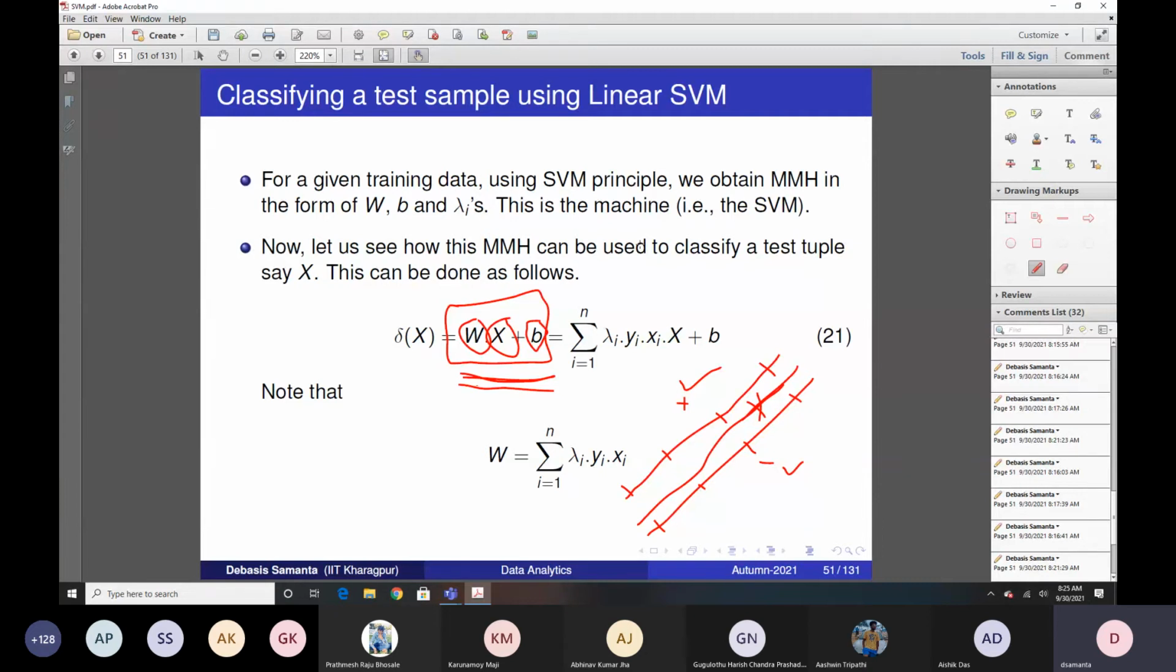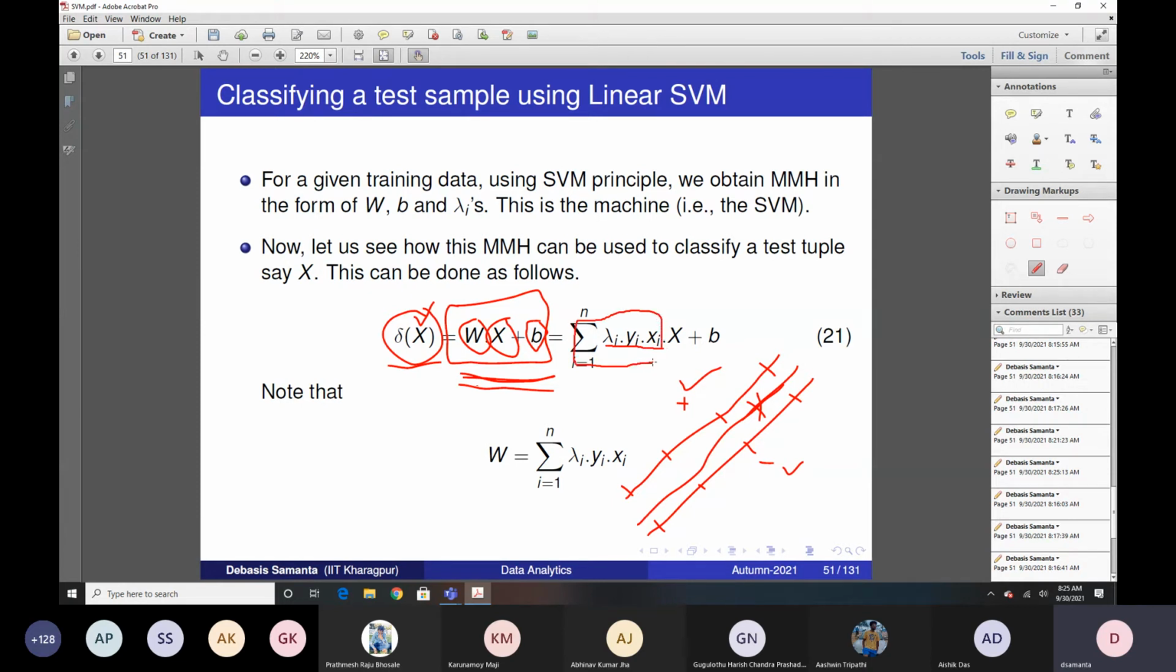Now let's come to delta x. Delta x means the value that we can have for an unknown x. This delta is your classifier; delta x is your decision. Now you can recall W, as I told you, W equals the summation of lambda_i y_i x_i, over i equals 1 to n.